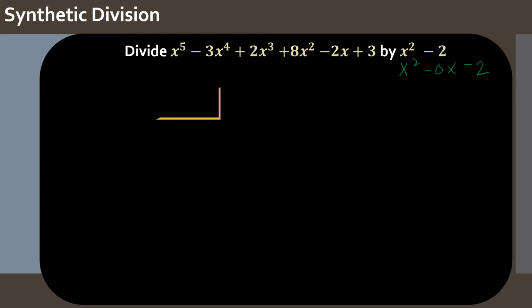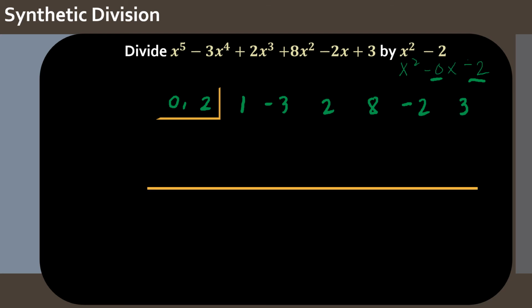So, ang gagawin lang natin, isulat natin ang coefficients ng ating dividend. Siguraduhin magkakasunod ang exponent. So, we have positive 1, negative 3, positive 2, positive 8, negative 2, and positive 3. So, ang magiging divisor natin ay si 0. Kuhanin natin si 0. And palitan natin ang sign ng negative 2, we have positive 2. So, simulan na natin ang pag-compute.